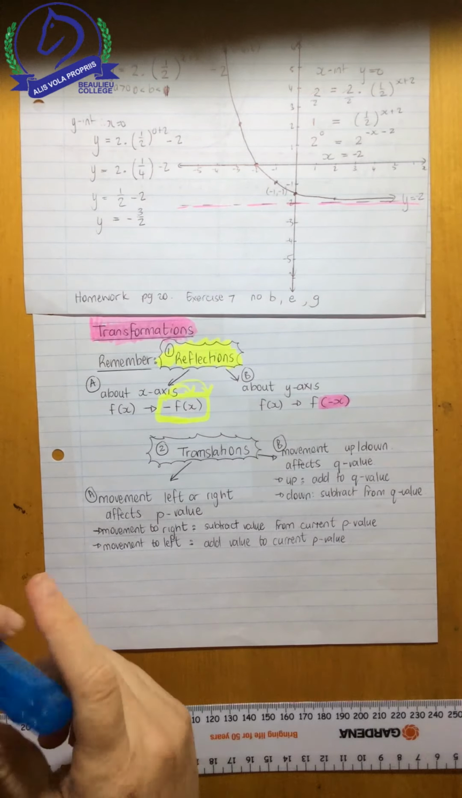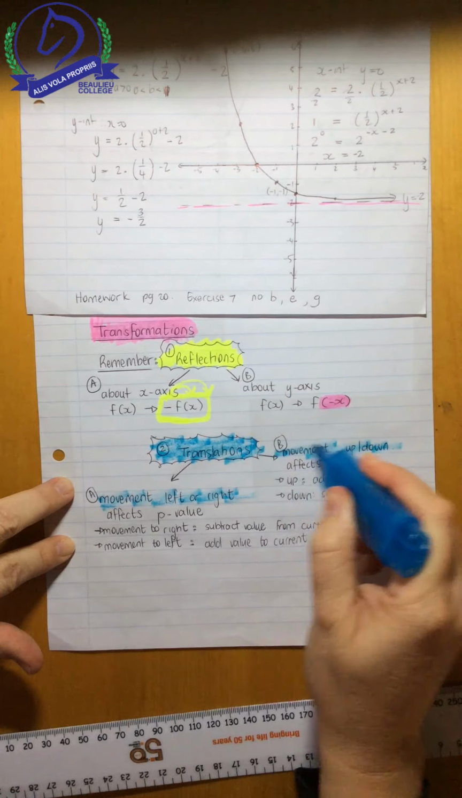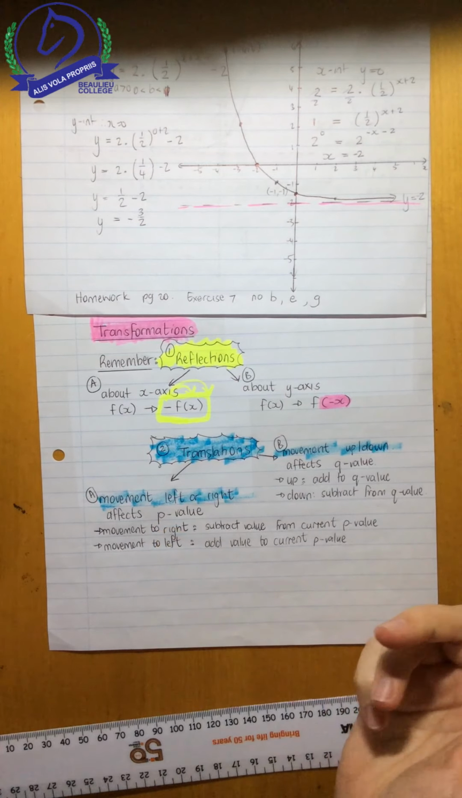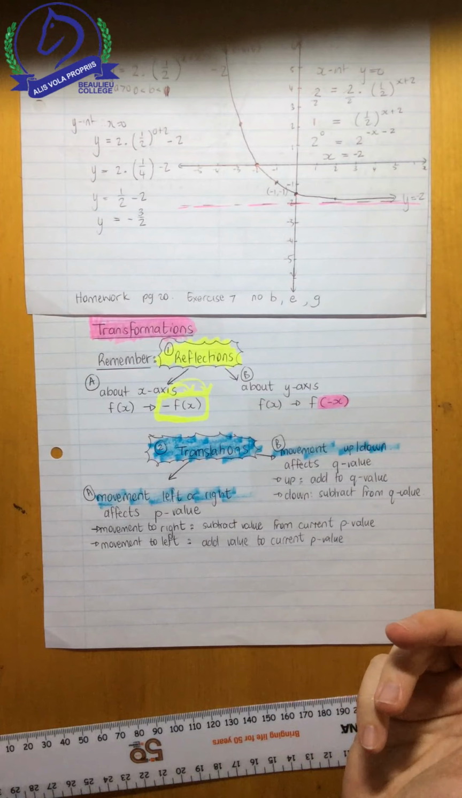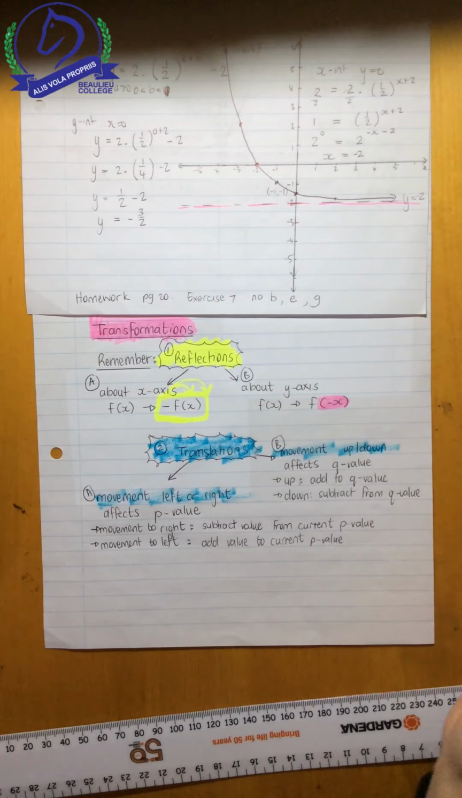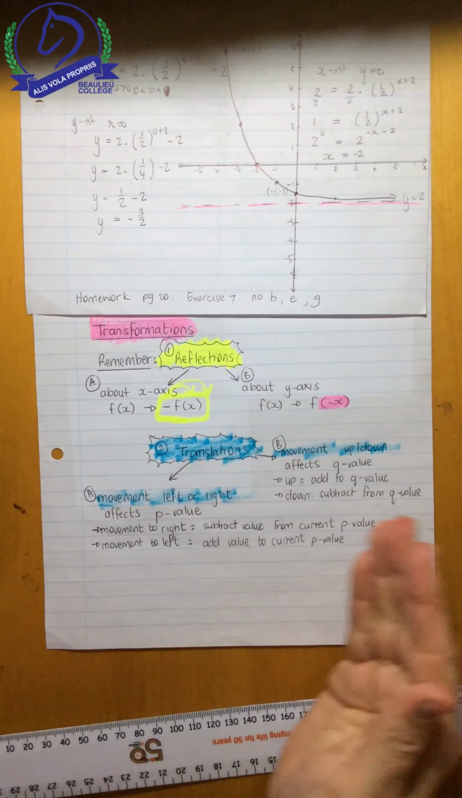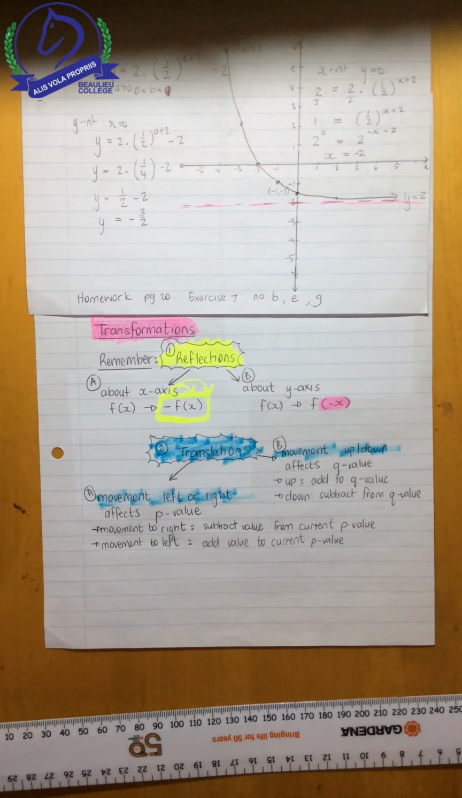Now translations, we've been doing it the entire time. Is the movement left or right, or the movement up or down? Left or right is the p-value, and we work in the opposite direction. So if we move to the right, we will basically subtract, because moving to the right is a minus p. If we have to move to the left, we will have to add to the existing p-value. If we move up or down, it's plus or minus to the q value, just as it is.